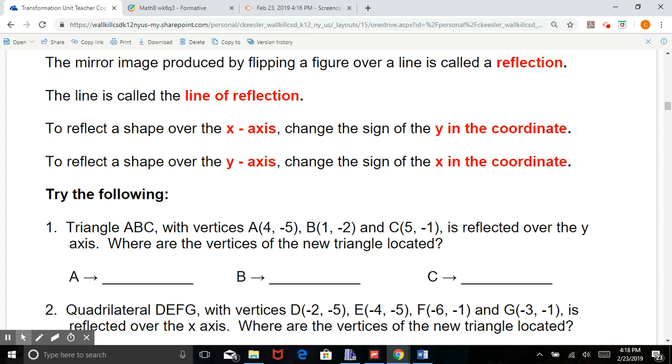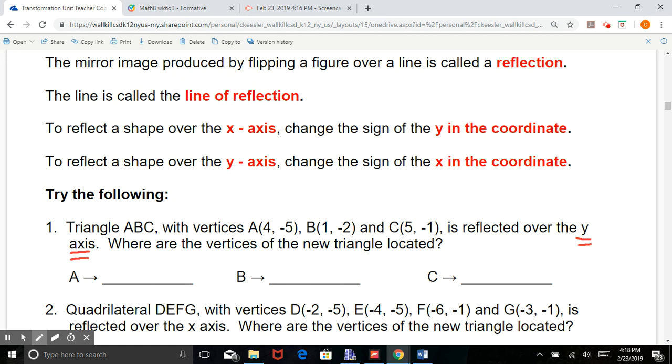So when you do a reflection, what you're going to get is the mirror image of the shape that you're reflecting over the given axis. So we're going to try just rewriting the coordinates to begin with. So triangle ABC with vertices A (4, -5), B (1, -2), and C (5, -1) is reflected over the y-axis. Where are the vertices of the new triangle located?